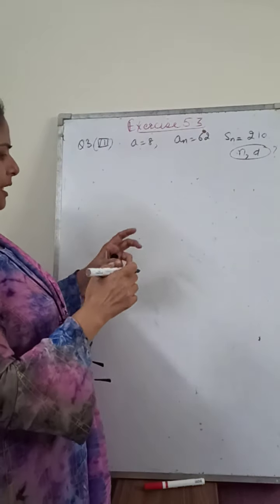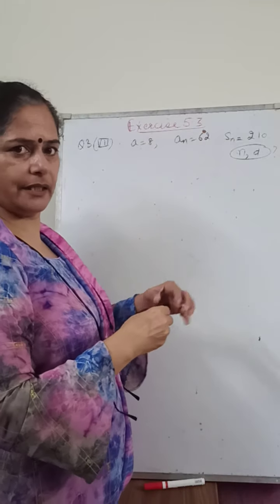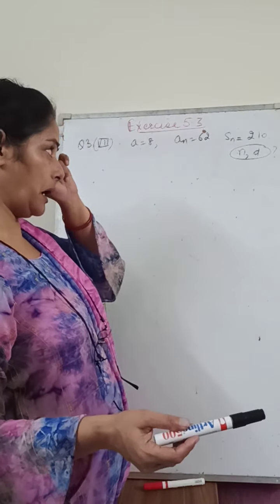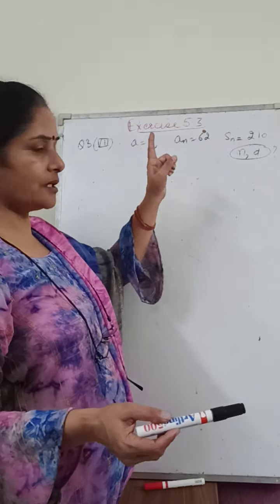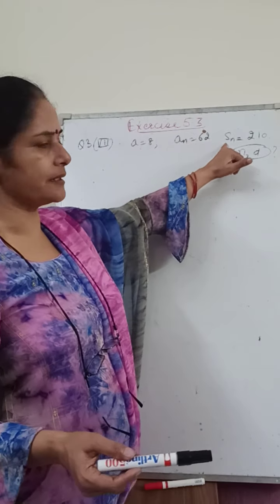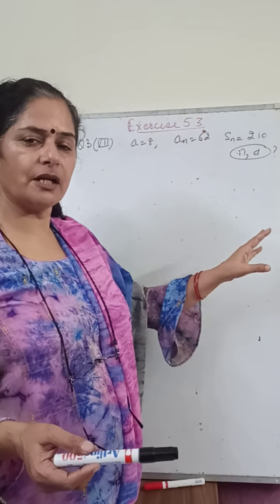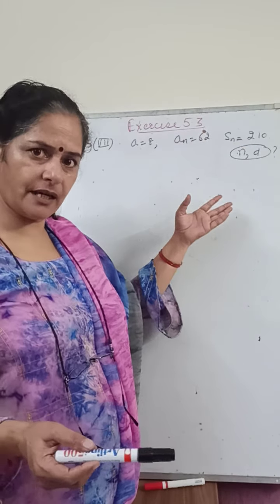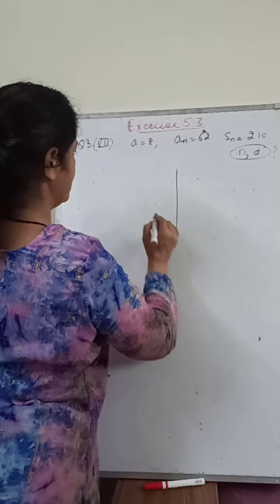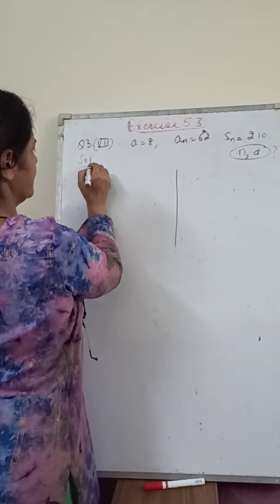But it is very clear. d is not given, AP is not given, n is not given. Just two main things you have been given, that is An and Sn. It's very natural, you will use the formula of An and Sn. So I am taking it parallel.